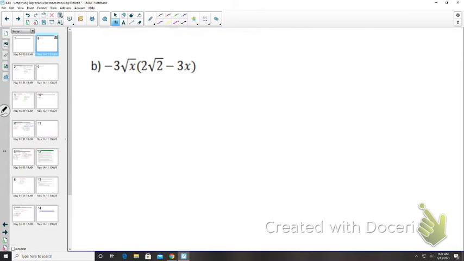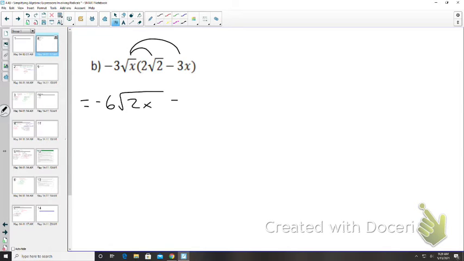Moving on. For this one we have 2 terms within the brackets, so we need to distribute that negative 3 root x to both terms. Same thing like we did in the last example, we want to multiply the number in front of the radicals, and then we'll also multiply the numbers underneath the radicals. So negative 3 times 2 is negative 6, and root x multiplied by root 2 gives me root 2x.